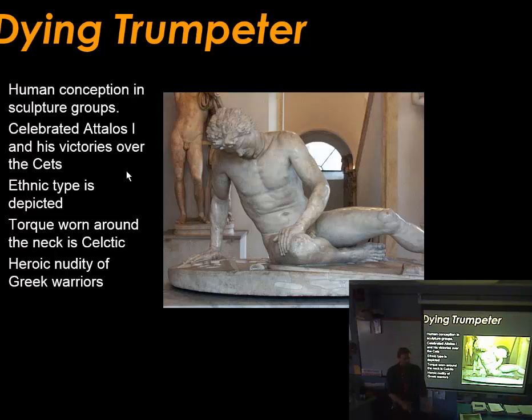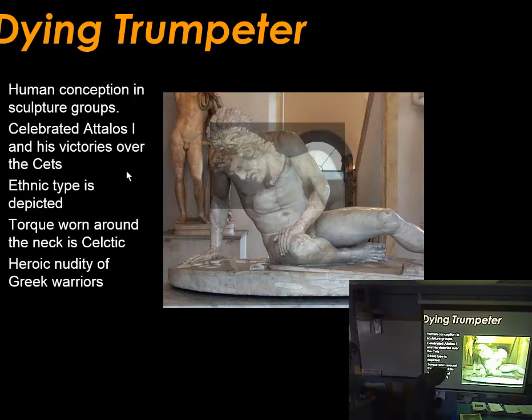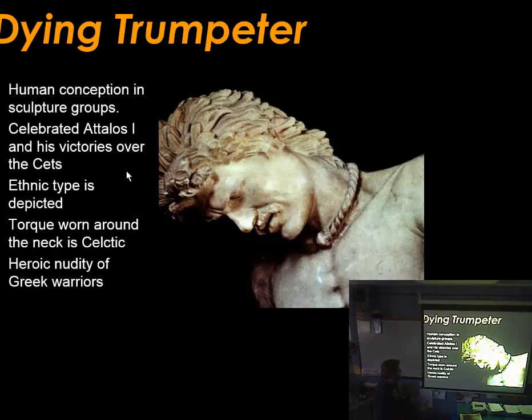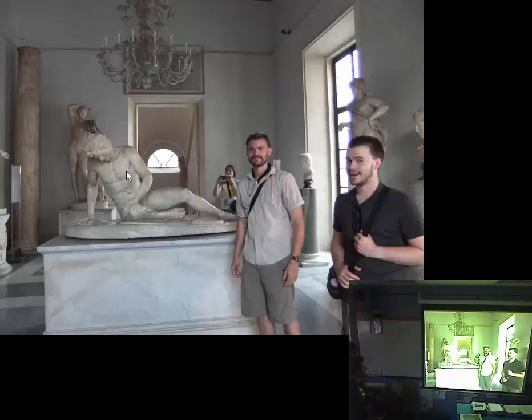Well, he's the dying trumpeter. He's a Gaul, which is the Celtic or French groups in this tribal region in Europe, and he's dying as a result of wounds to his leg, and you get this sort of heroic nudity of this Greek warrior. You can see that face, that tense brow. It's currently residing in the Capitoline Museum in Rome. So here is the work, a pretty famous work.